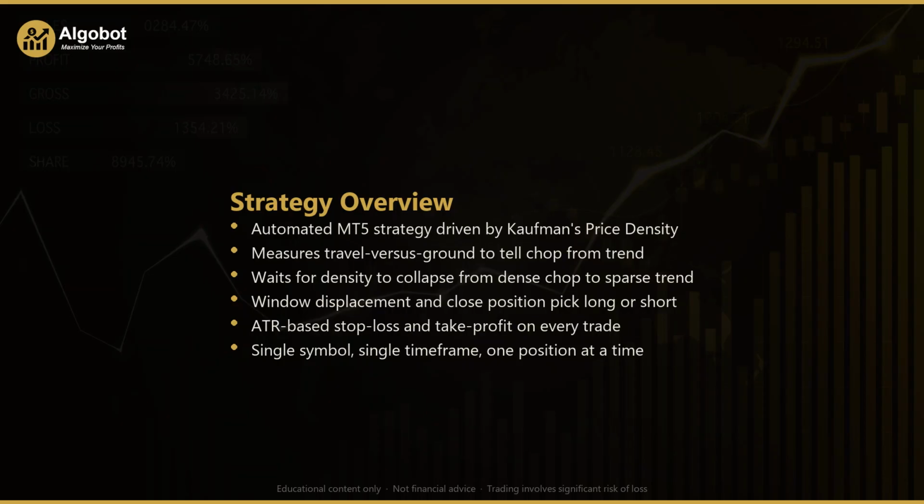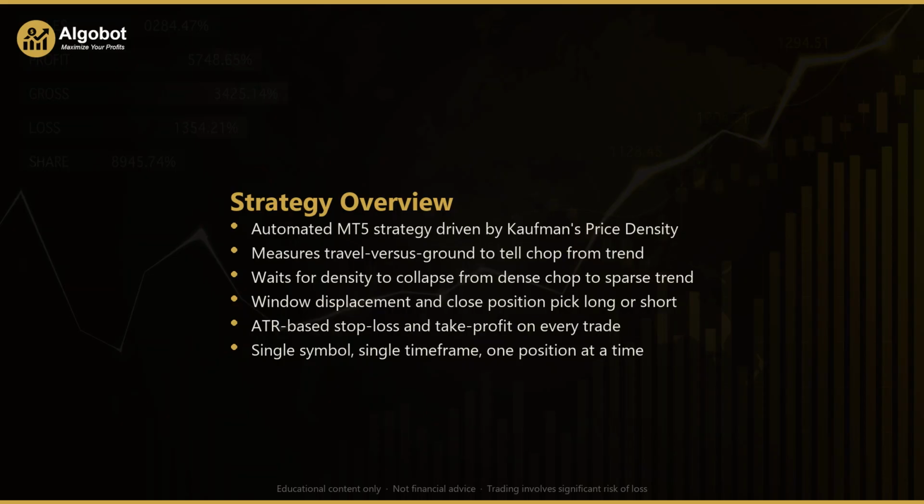Here's the idea in plain terms. Over a window of the most recent bars, the strategy adds up the height of every individual bar, from each bar's high to its low. Then it compares that total travel against the net distance covered, measured from the highest high to the lowest low across the whole window. When price keeps retracing over the same ground, those bar heights pile up while the net span stays small, so the ratio is large. We call that a dense, choppy window.